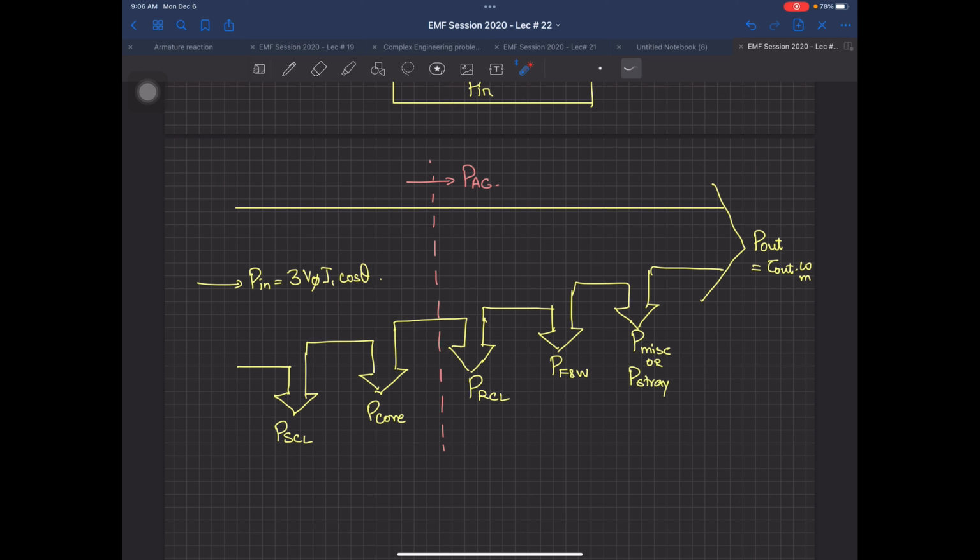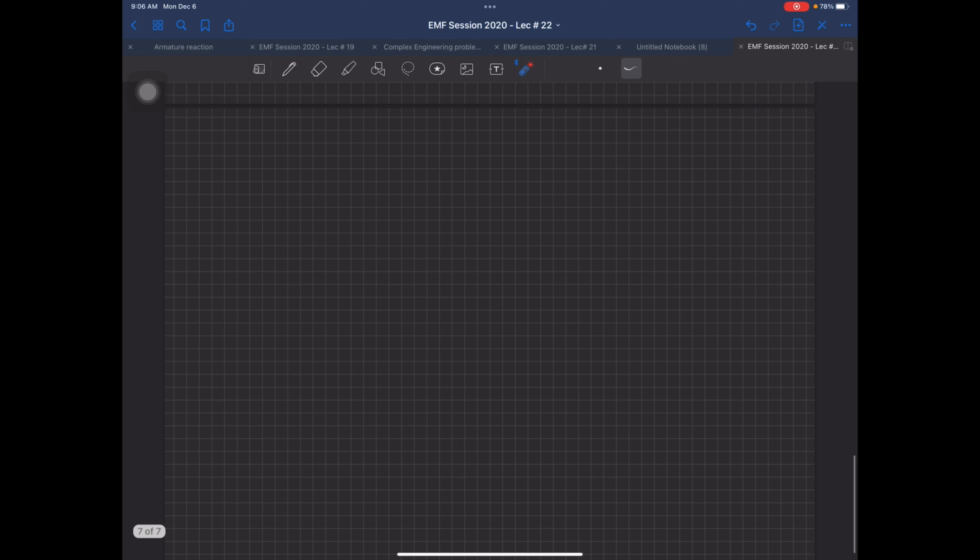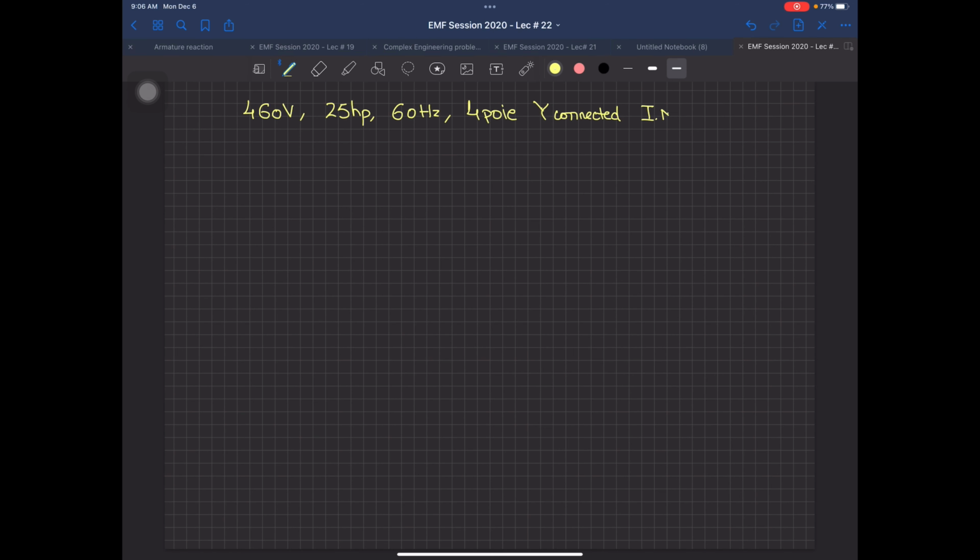Any questions with this? So I can just consume the last 10 minutes for one numerical, because this type of numericals are very important. I'm just writing the data over here. This is example number 6.3, which I'm trying to solve. The statement written is that it's a 460 volt, 25 horsepower, 60 hertz, 4 pole, Y connected induction machine, and with the following data referred to stator. Remember this, this is written in the question.